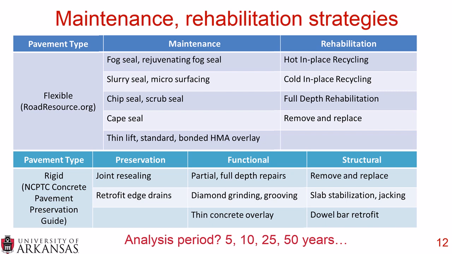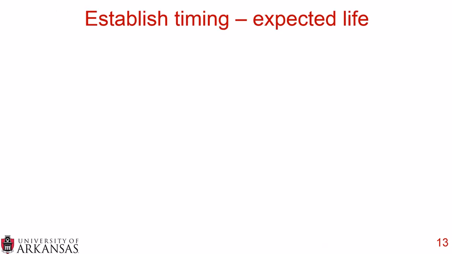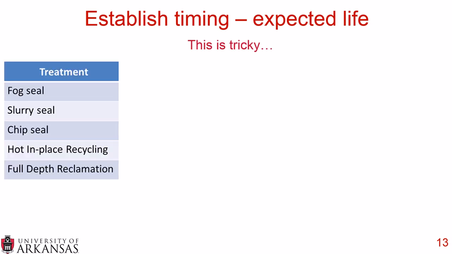But that analysis period is very important to keep in mind when you start digging into the treatments and the established timing or the expected life. And this is where things get a little bit tricky. Let's start with flexible. We have some treatments here. We have fog seals, slurry seals, chip seals, hot in place recycling, and full depth reclamation.